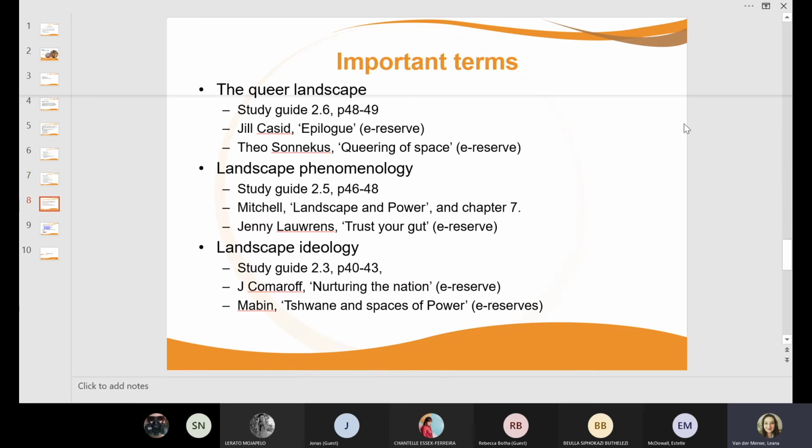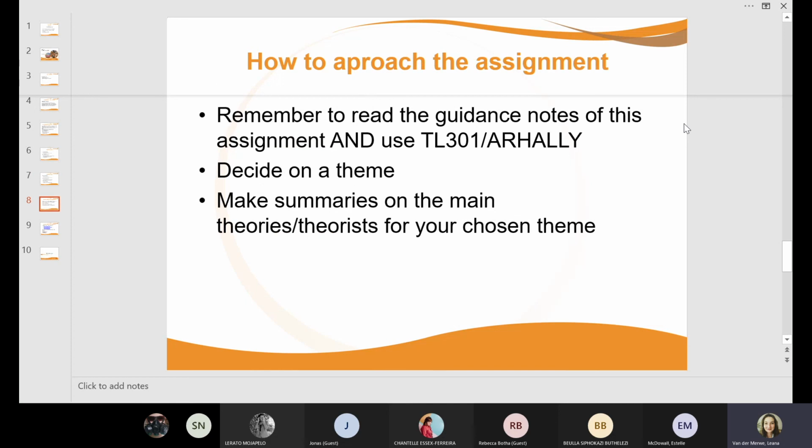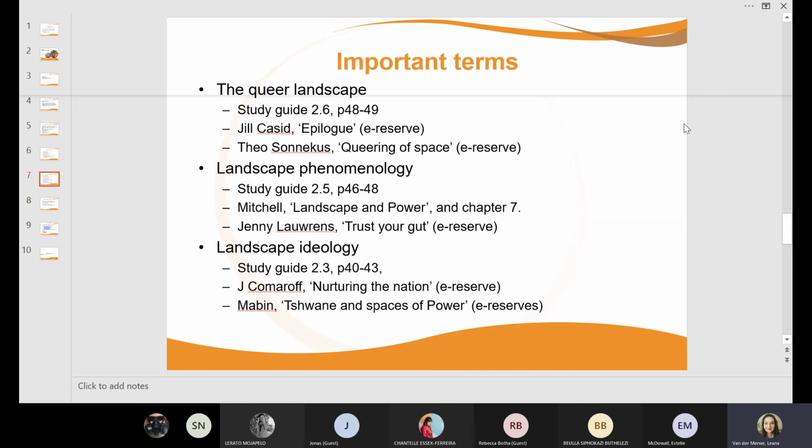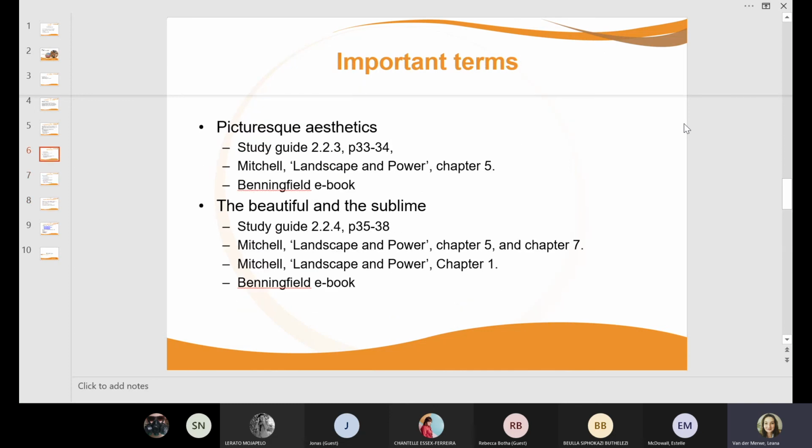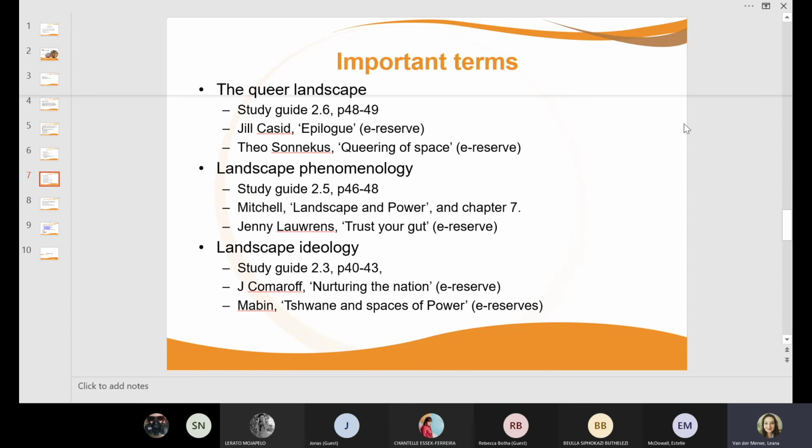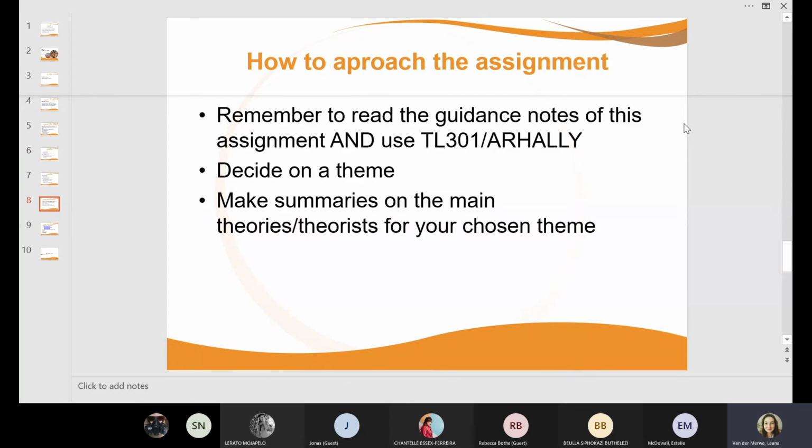What you must do now is, first, read the guidance notes of the assignment, and while you do the assignment again, use tutorial letter 301. Then you decide on one of these themes. So these are the themes. You need to decide which one you will feel most comfortable with. Then you have to make summaries of the main theories and theorists of your chosen theme, so that when you start writing your assignment, you are sure that you know how these theories work and what is the most important.